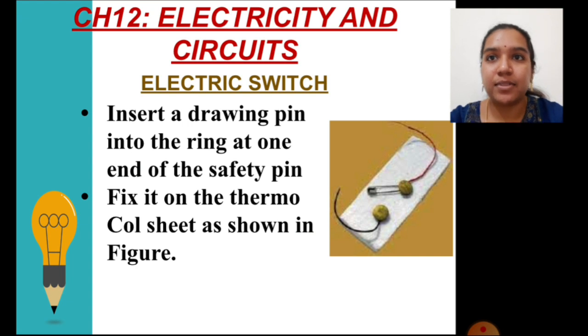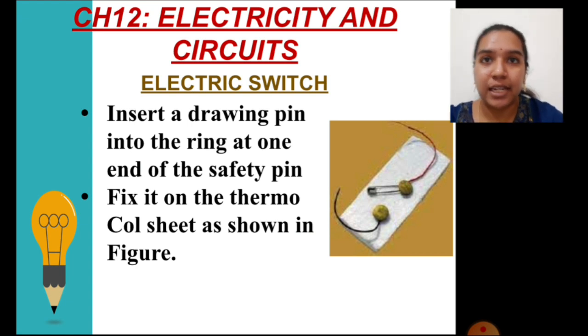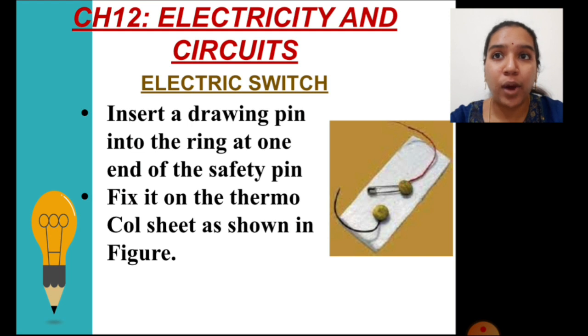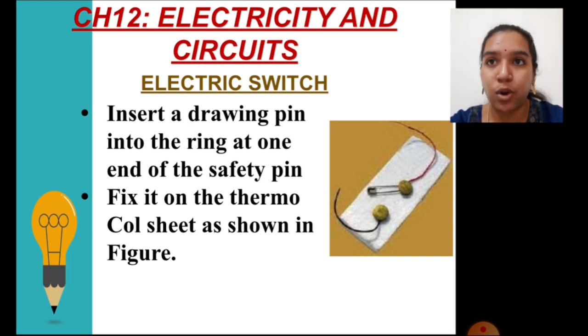In step 1, you will insert a drawing pin into the ring at one end of the safety pin, and you will fix it to a wooden board or a thermocol, as you can see in the image. Children, you all know at one end there is a small coil or a ring for the safety pin. So in the first step, you will insert a drawing pin into that ring and fix it to a wooden board or a thermocol.